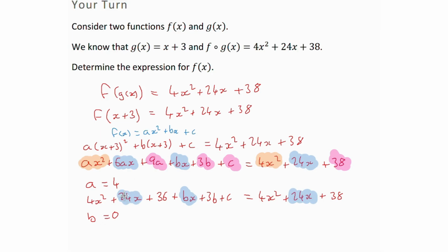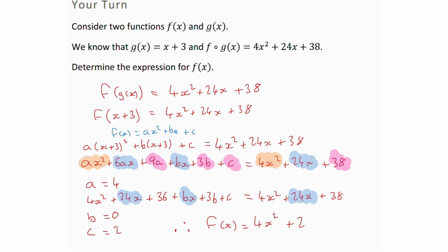So if b is 0, this disappears, and this disappears. And then looking at the c, we have 36 here, and we need 38, which means c has to be equal to 2. Therefore, f of x, our function, must be 4x squared plus 2 to give us what we want.